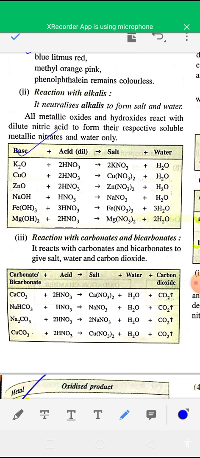Like nitric acid reacts with copper oxide. Copper oxide is a metallic oxide, it is a base. Nitric acid, being an acid, gives copper nitrate, that is salt, and water. When sodium hydroxide reacts with nitric acid, it will give sodium nitrate and water, salt and water.